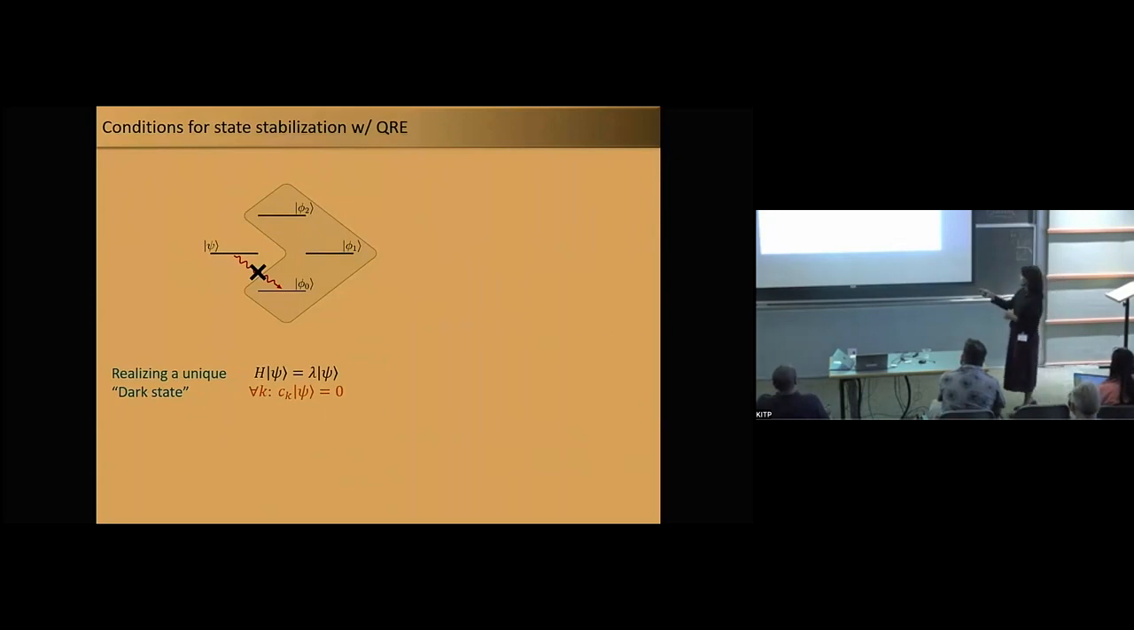So this is my target state psi, and then there are some other states in my Hilbert space. Basically, I want to say that if this is the dark state of my dynamics, which is again AMO language that we have borrowed, then it should be the eigenstate of my Hamiltonian and a dark state of my jump operator, or the null state of my jump operator. It's very obvious why we would want that.